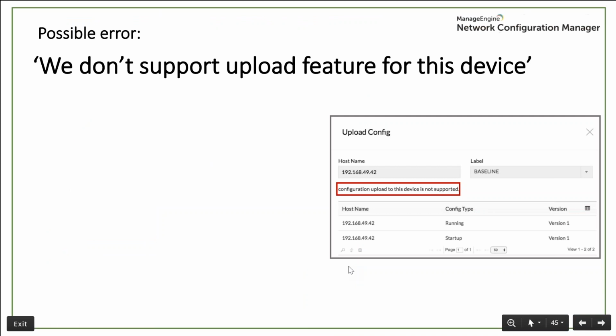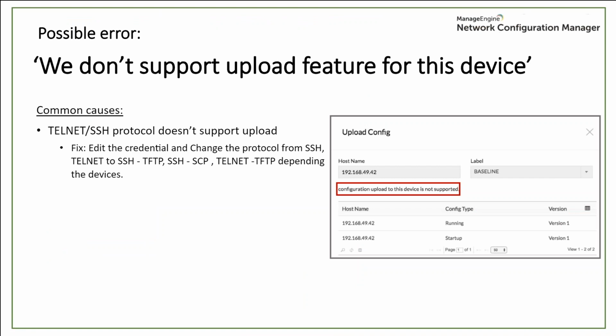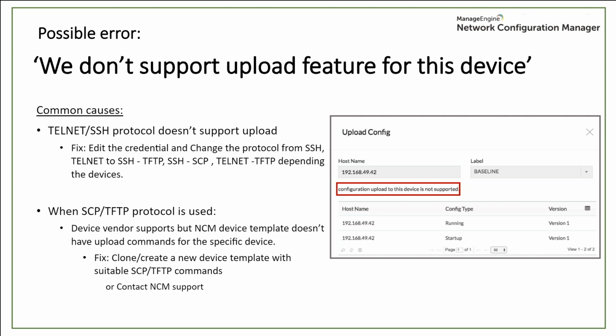During this process, you might encounter an error which says we don't support upload feature for this device. The main reason might be that the protocol is Telnet or SSH, so it doesn't get uploaded. You need a TFTP or SCP protocol to upload configurations. Another reason might be that even if the SCP or TFTP protocol is used, it might not get uploaded if NCM doesn't support the device template with those commands. So you have to add the suitable SCP TFTP commands in the device template, or you can contact our NCM support and we will do it for you.